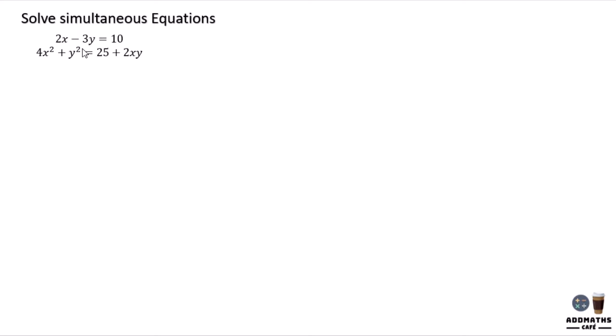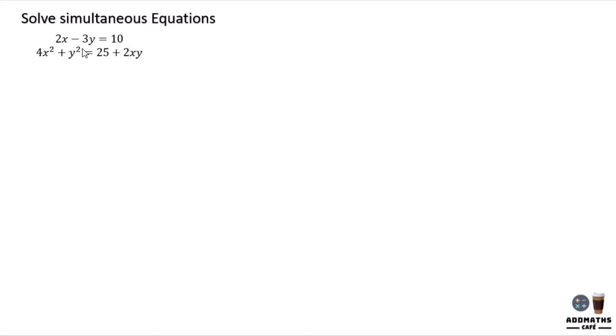Welcome to chapter 4, simultaneous equations. So the first part is about solving simultaneous equations involving quadratics, x squared, y squared. To solve this, first we have 2x minus 3y equal to 10, 4x squared plus y squared equal to 25 plus 2xy. So these two equations, first just make one of the equations become your first equation.